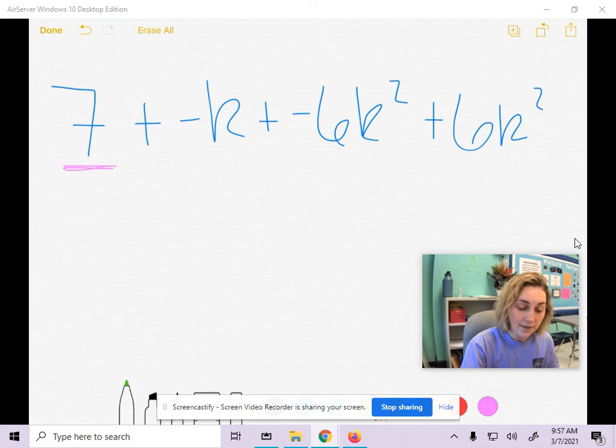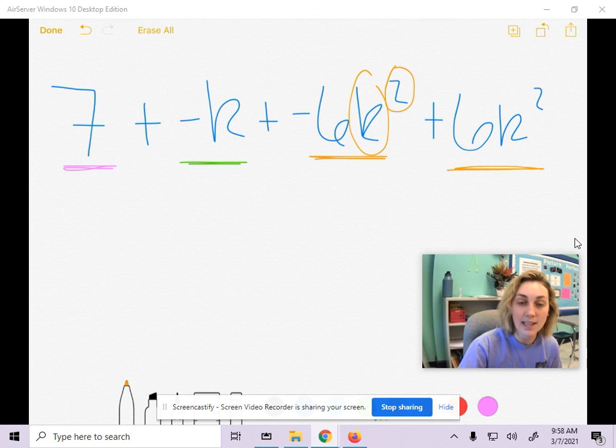The next term we have is a negative k, so be very careful. This is not the same term as k squared, because in order for terms to be like terms, they have to have the same base and the same exponent, okay? k by itself has an exponent of 1, while k squared has an exponent of 2. So k is going to be by itself in this case. There are no other like terms that go with it. But last but not least, negative 6k squared and 6k squared, those are going to be like terms because they have the same base and the same exponent.